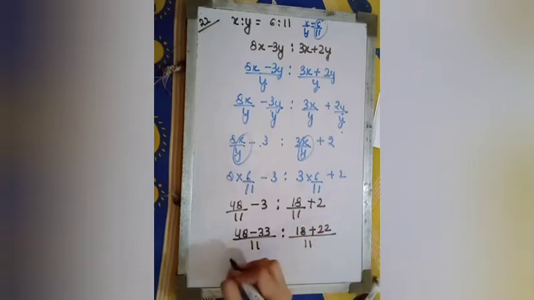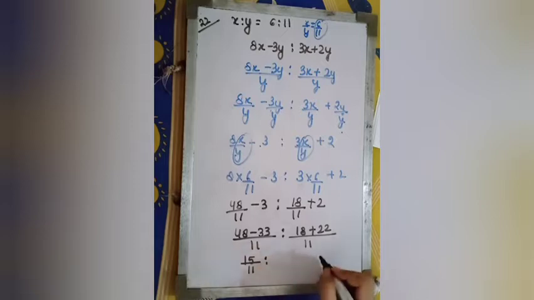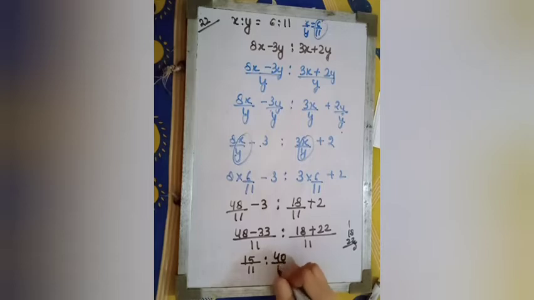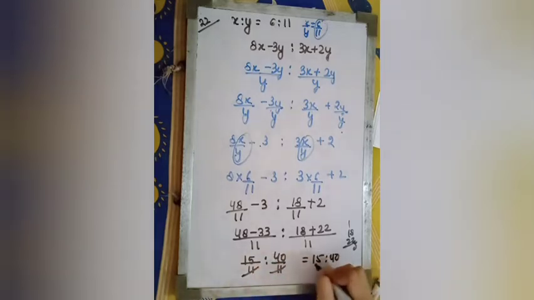Plus, sorry, this is plus. Now it will be 15 upon 11 is to 18 plus 22, 40 upon 11. Now 11 cuts with 11, so the ratio is 15 is to 40. Now we can write it in the simplest form.